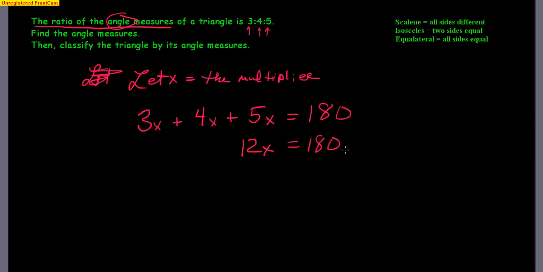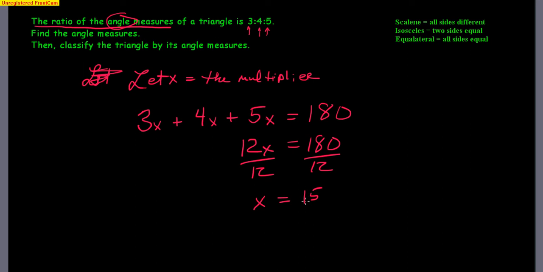And hopefully I do my math right here. Then just divide by 12. And let's see, what do I get? 12 goes once. I got 6 left over. I got 15. So x equals 15. That is not the answer. Again, classify the triangle by its angle measure.